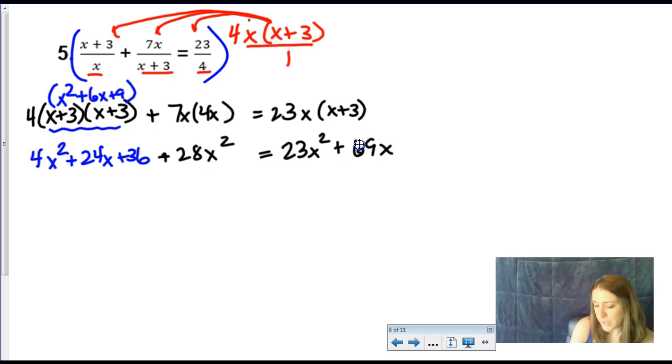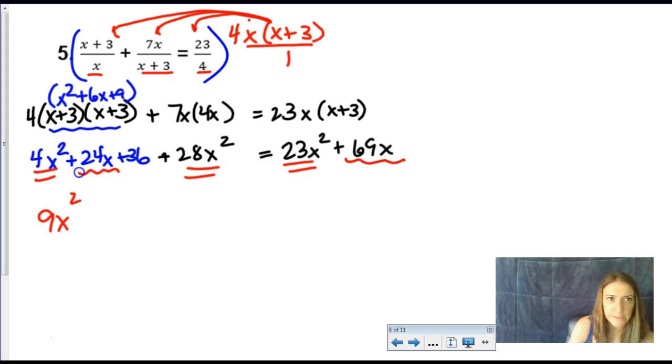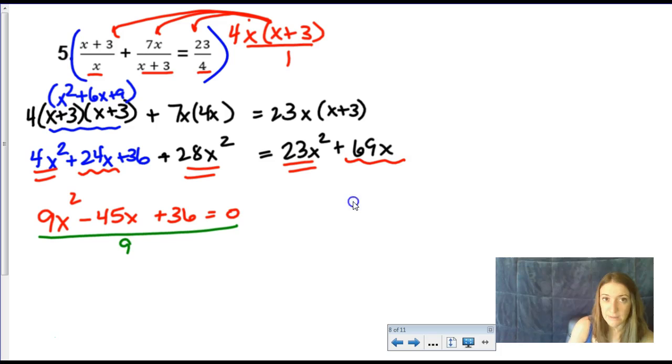So clearly we have a quadratic. It looks like if I bring everything to the left side, that'll keep my quadratic term positive at least. So let's see, that's 9x squared. And then if I subtract the 69x over here, it gives me negative 45x, and then there's still a plus 36. Now, I noticed that everything here has a common 9, so I'm going to get rid of that. So x squared minus 5x plus 4.